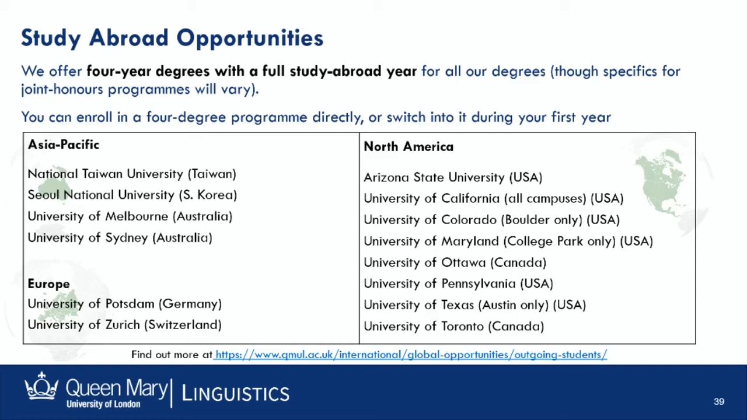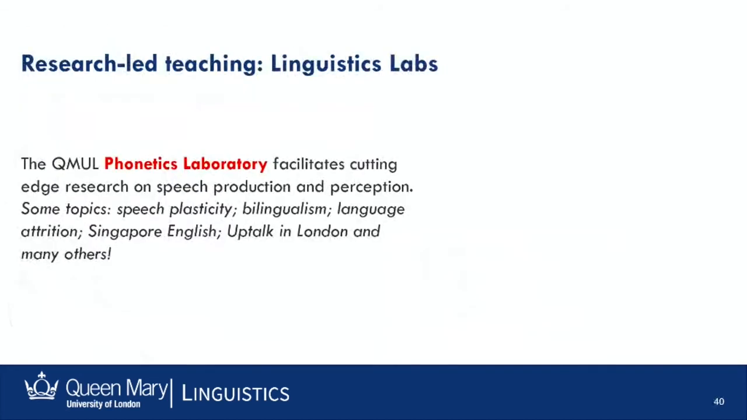You can enroll directly into a 4-year degree program at the time of admission, or if you decide after your 1st year here that actually, this is something I want to try, there's an opportunity to enroll into that or change it into that program after your 1st year.